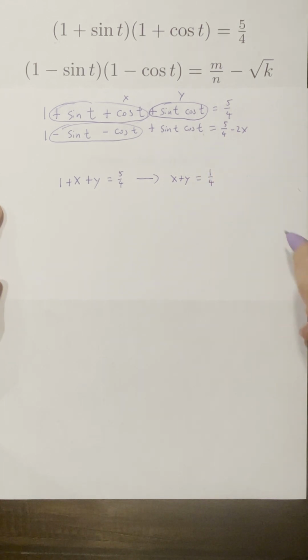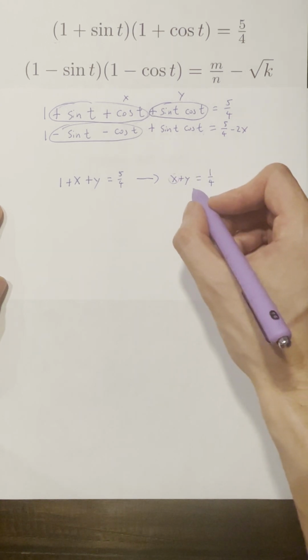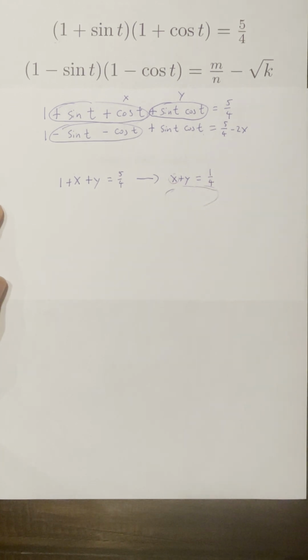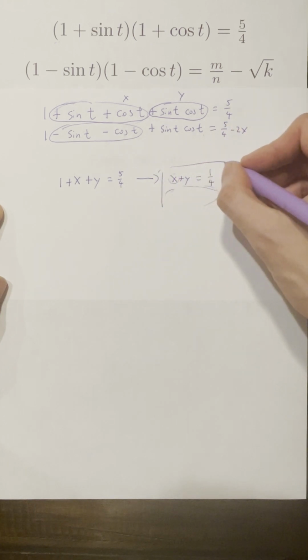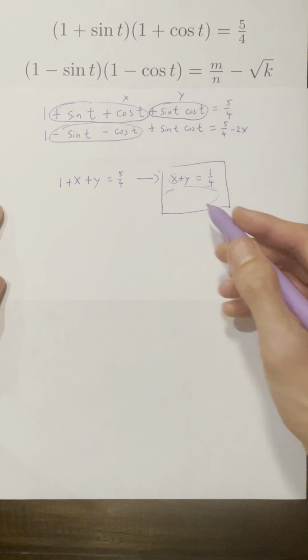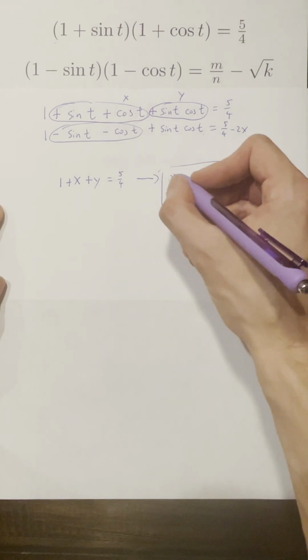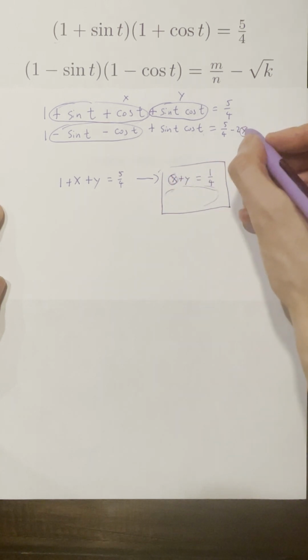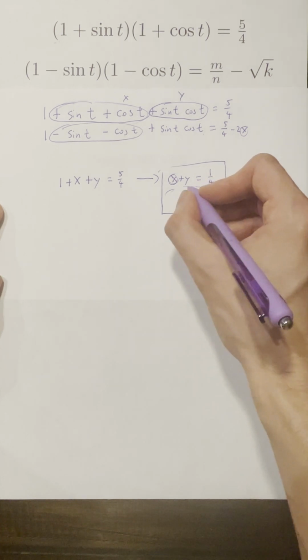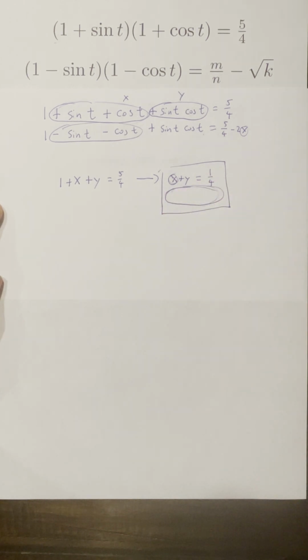Now, we want to get x. So how do we do that? Well, it would really help if we had another equation with x and y. Because if we have two equations, then we have a system of equations. And if we have a system of equations, then we can solve for x, plug it into here, and get the answer to our problem. So we're looking for another equation that has x and y in it. How do we find that?